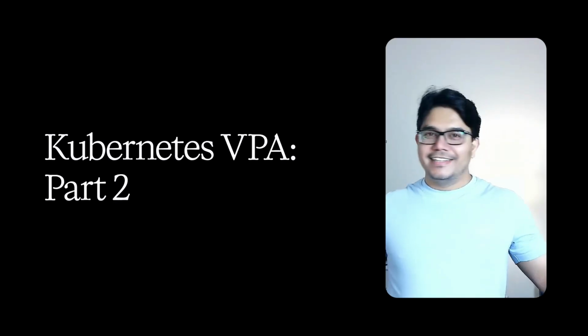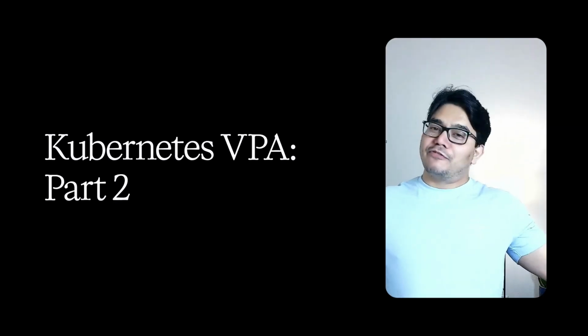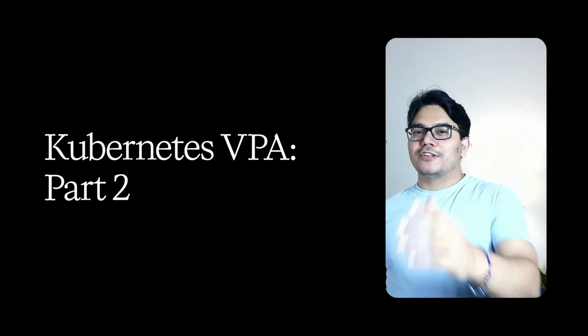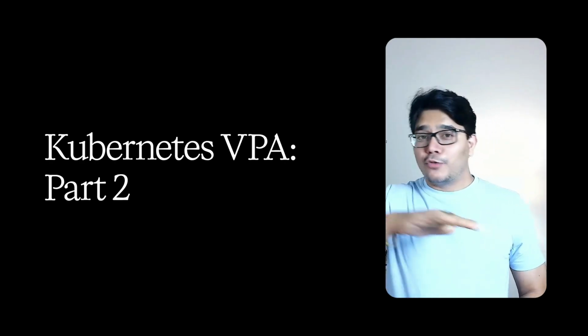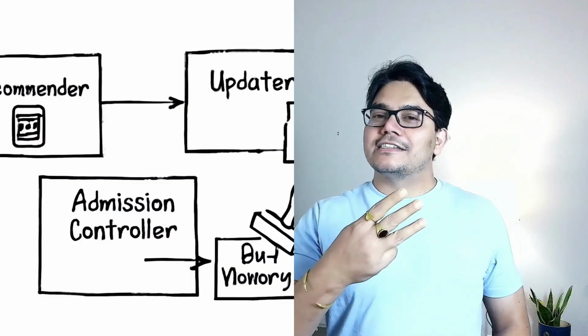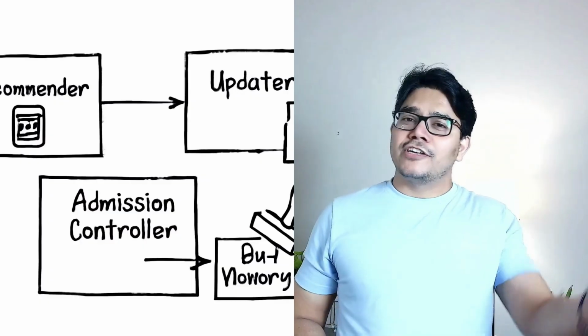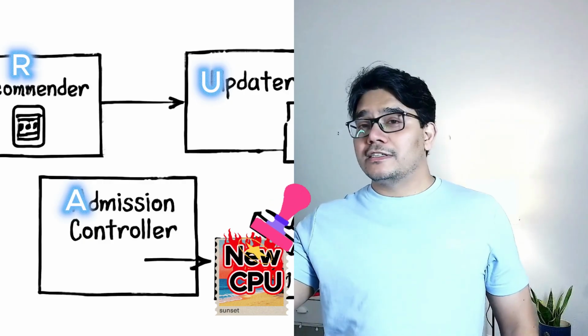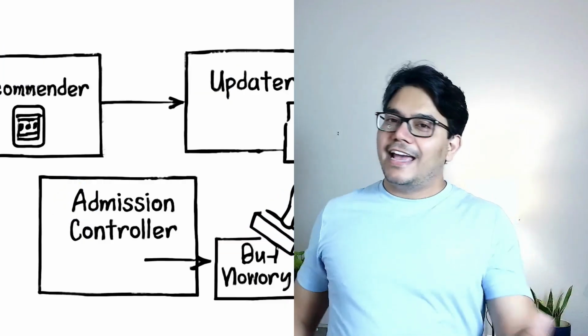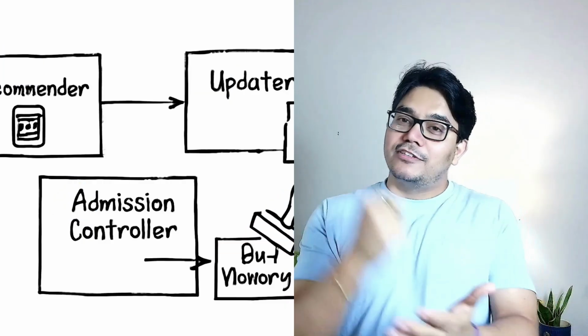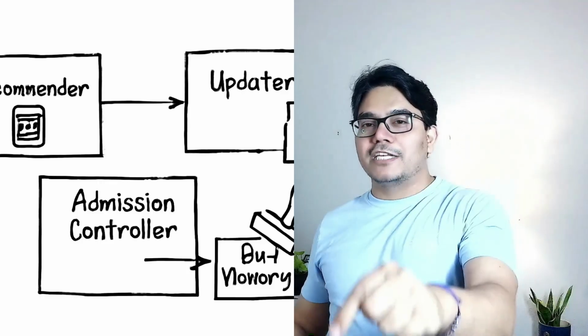Hey everybody, in the last video, we learned what VPA is. It watches your pod's real CPU and memory usage over time and works out the right size for it instead of you guessing. We learned it has three parts: a recommender that calculates, an updater that evicts pods that are the wrong size, and an admission controller that stamps the new correct numbers into the replacement pod.